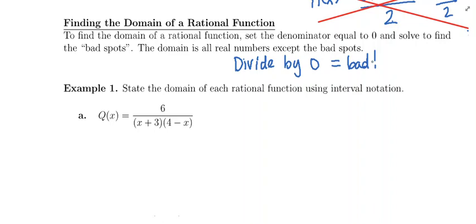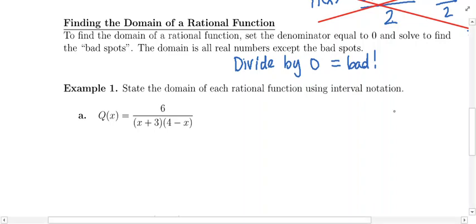In example 1, it says state the domain of each rational function using interval notation. So in part A, our rational function is q of x equals 6 over the quantity x plus 3 times the quantity 4 minus x. All you need to do is figure out the bad spots. So to figure out the bad spots, we are going to take the bottom and set it equal to 0 and solve.